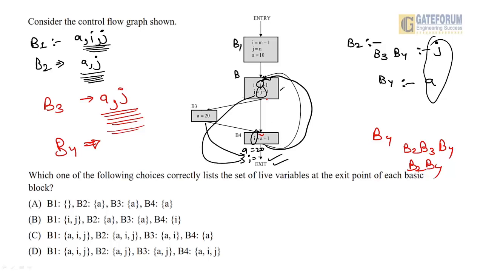And also from this path we can go to that and it uses the value of A, that is the previous value, so A is also live. So what we can say, all of A, I, J are live in B4. So you can go with option D. Got it? So D is your answer.